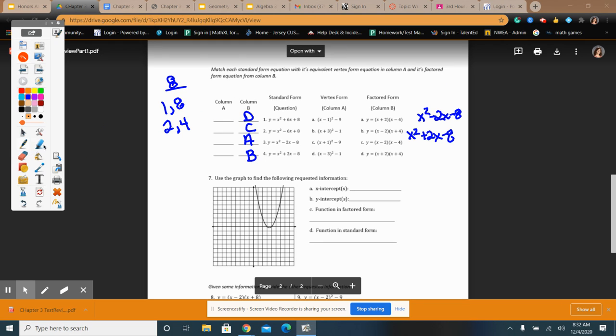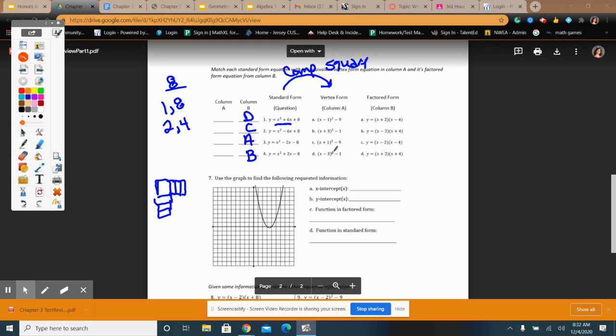Okay, now how do you do the middle column? Well, how do we go from standard to vertex? That's called completing the square. So you just got to find the square that's closest. So you always look at the first two pieces. That's an x squared plus 6x, which means it's going to be a plus 3 square that it's closest to.